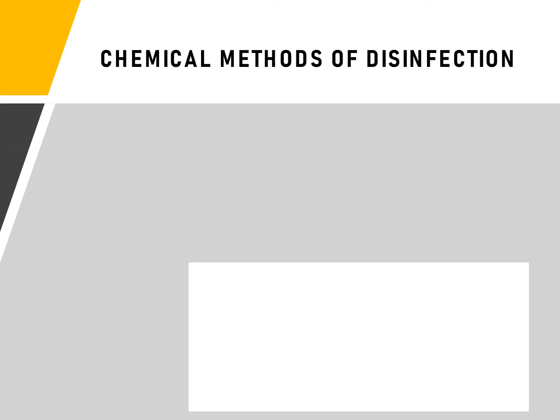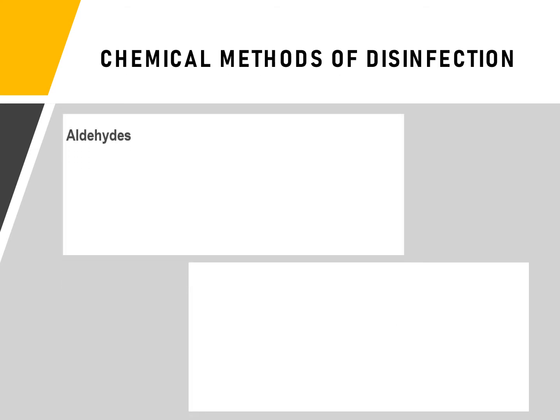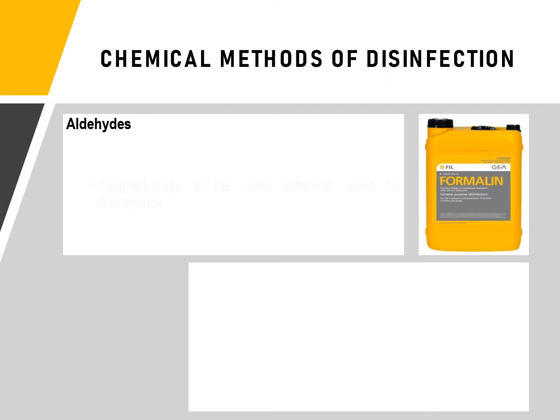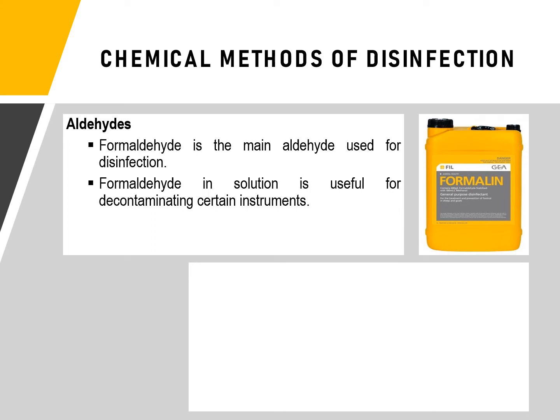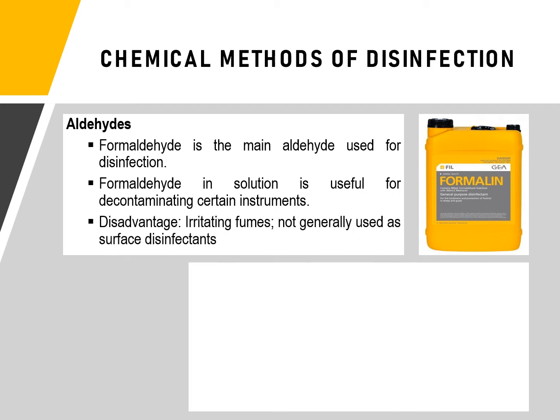Another solution used for chemical disinfection is the aldehyde. The main aldehyde used is formaldehyde. Formaldehyde in solution is useful for decontaminating certain instruments. However, the disadvantage of using this chemical is that it produces irritating fumes that irritate the eyes and nose. That's why it's not generally used as a surface disinfectant.